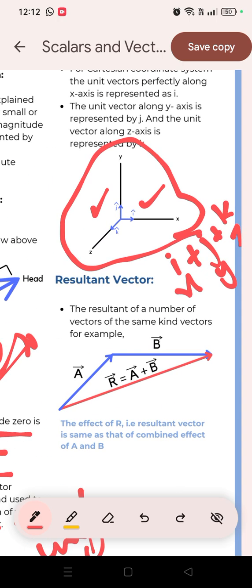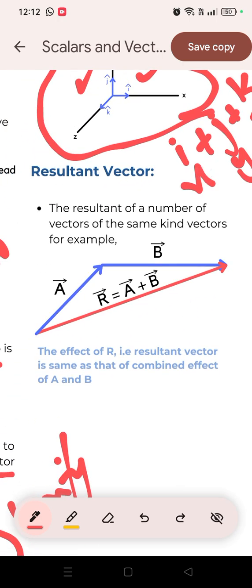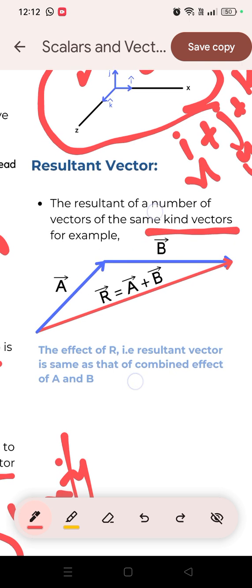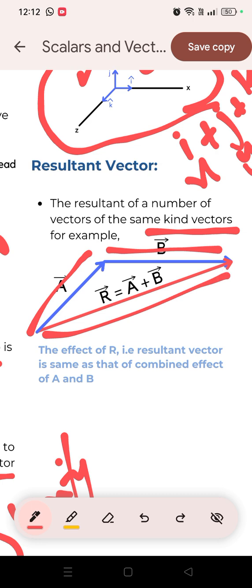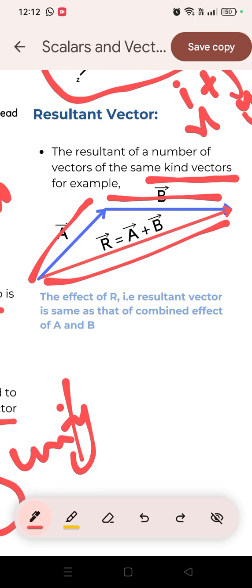So I'm sure it's clear to you. Then we have another vector which is the resultant vector, a number of vectors of the same kind. If you see A, this is the A value, this is the B value, so their sum would be this one. And the resultant vector R is the sum.